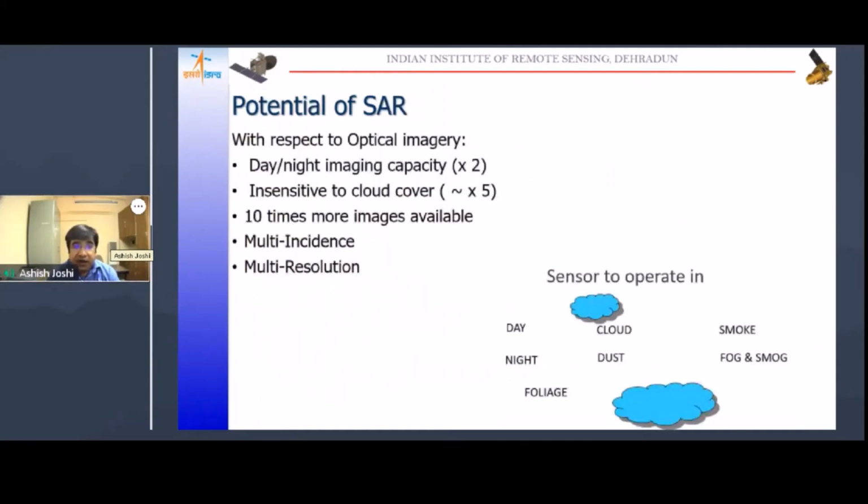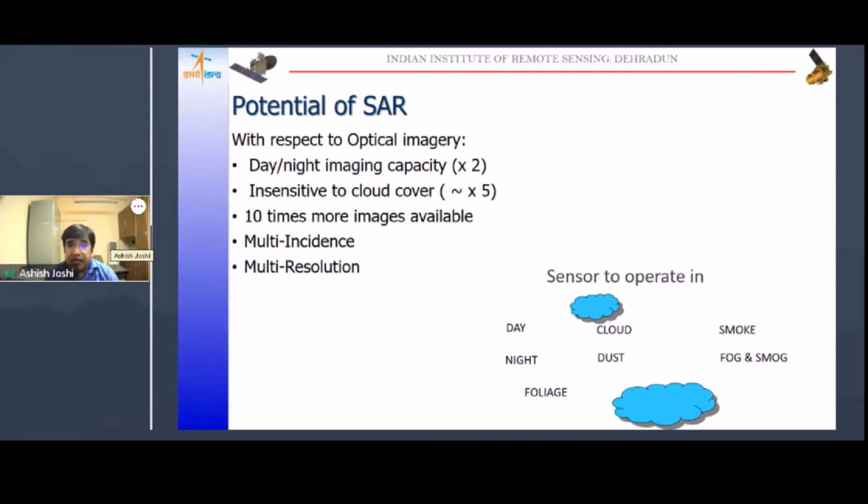Now, what is the potential of SAR? With respect to optical imagery, means satellites like Cartosat-1, Ikonos, LISS-3, LISS-4, these are all optical satellites. Because optical images are passive sensors, they use sunlight as the source of illumination. So they can operate only in the day. But SAR is an active instrument, so it does not require sunlight as a source of energy because it transmits its own energy to illuminate any surface. So it has day-night imaging capacity, and it is insensitive to cloud cover. So it can penetrate through the cloud.